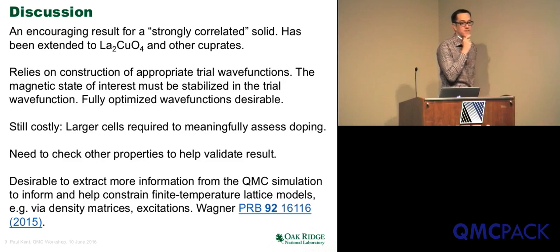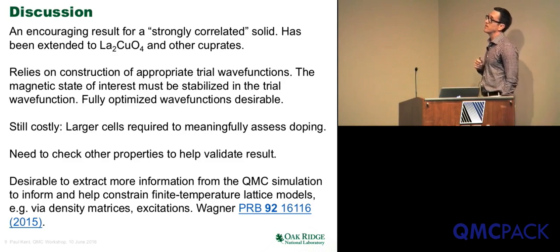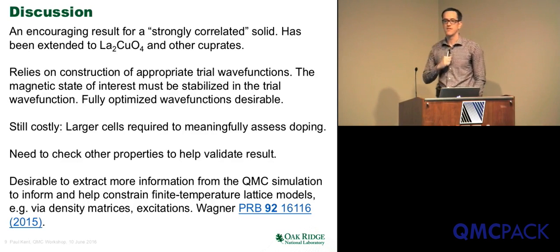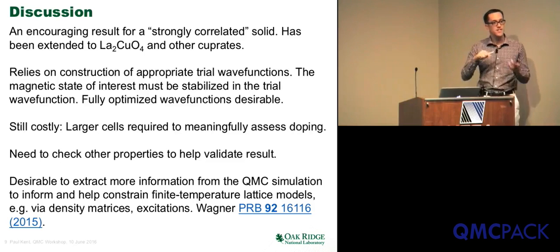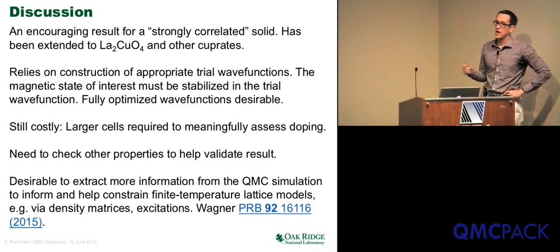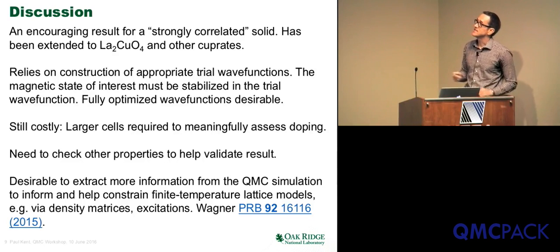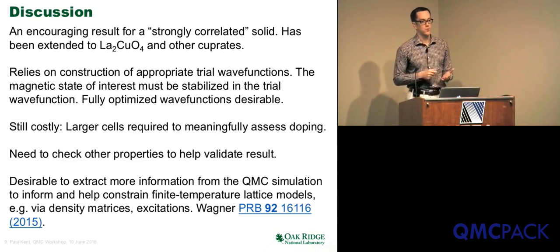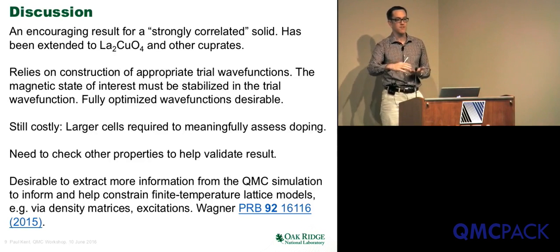Right? But what are some of the issues that we face doing this? Well, we have to be able to construct good trial wave functions, and that means the magnetic ground state has to be stabilized in wherever we're getting the trial wave function from. And so we're really quite limited in what we can do there in the DFT or the Hartree-Fock that we're using to generate a trial wave function. And so clearly this is a case where fully optimizing the wave functions in the quantum Monte Carlo would be desirable, because we want to really use the method where other theories are unreliable.